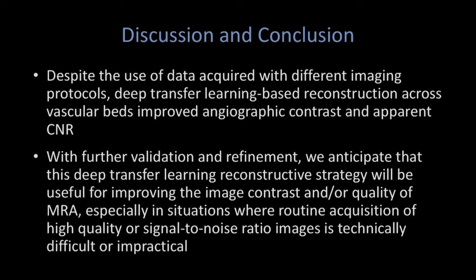So in discussing these results, despite the use of non-contrast enhanced MRA data acquired with different imaging protocols and in different vascular beds, deep transfer learning-based reconstruction improved the angiographic contrast and apparent contrast to noise when we applied this network and transferred it to another anatomical location. And this is initial work, and we feel that with further validation and refinement, we foresee that this strategy of deep transfer learning will be useful for improving the image contrast or quality of MRA, especially in situations where routine acquisition of high quality or high signal to noise ratio images is technically difficult or impractical.